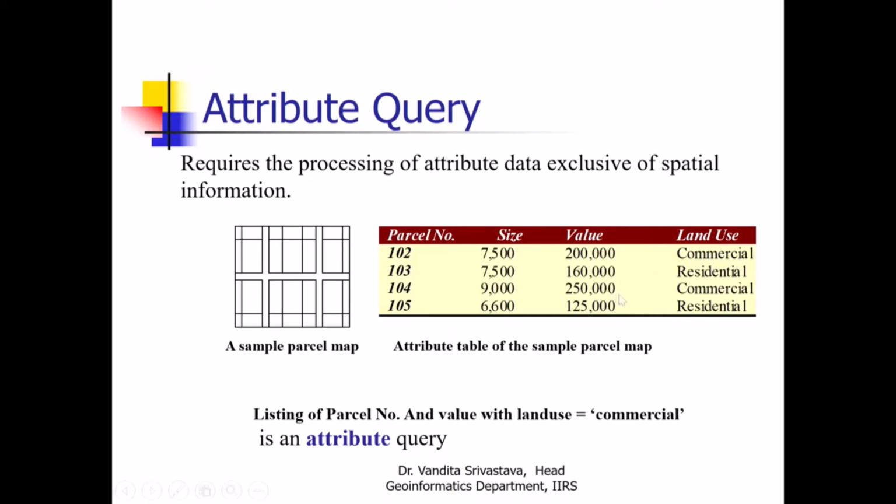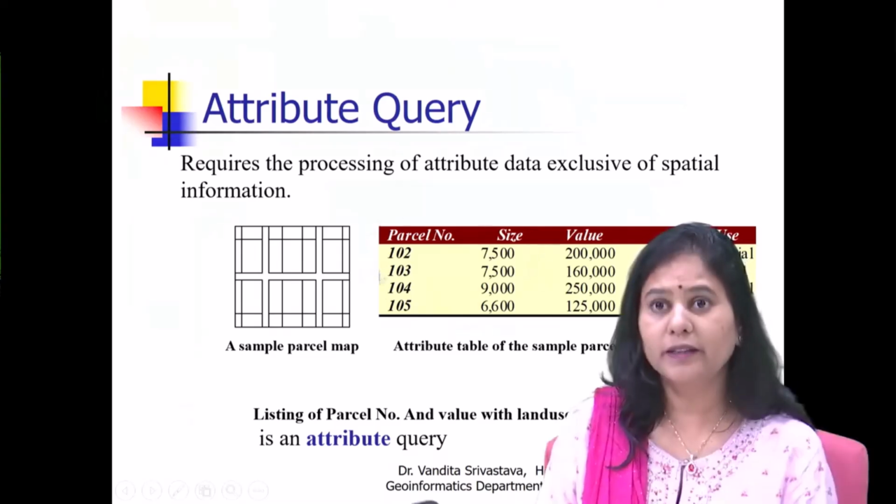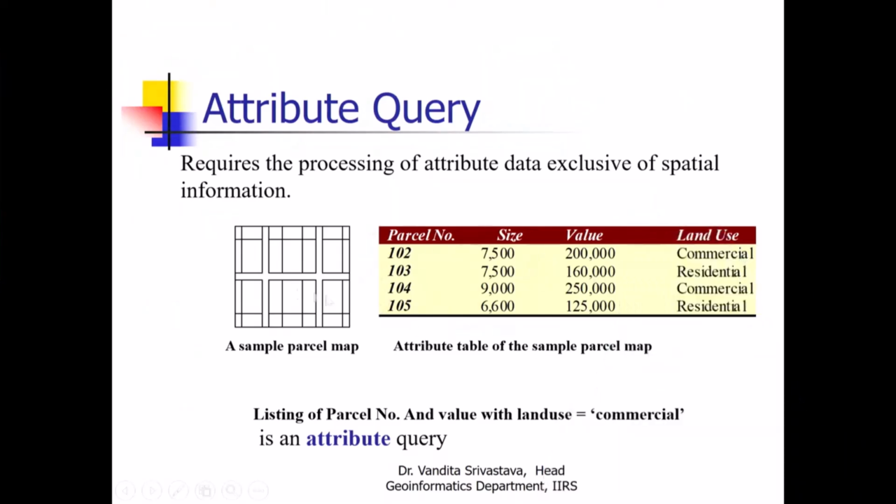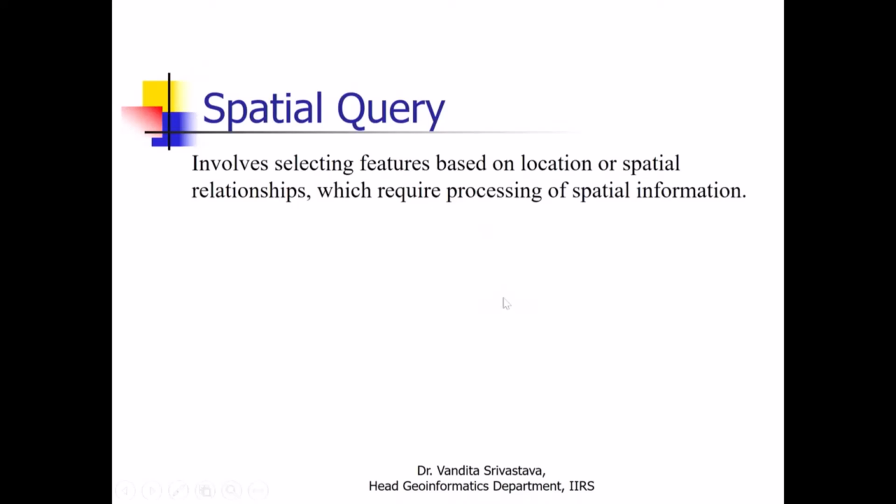That is the answer. Now to answer this question, I have to look only at the tabular information. I don't need to look at the map. Therefore, this query is an attribute query. But if I needed to process the spatial information to answer a query, then it would be a spatial query. A real world query could be a complex combination of these two. So, that's an attribute query.